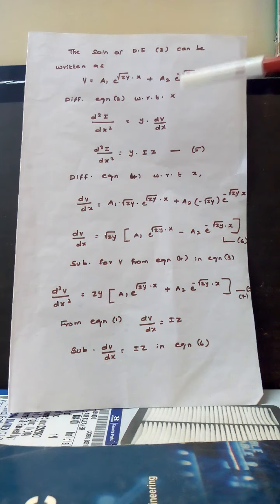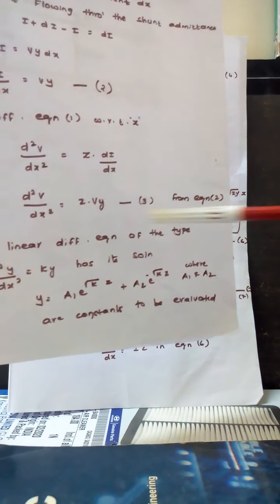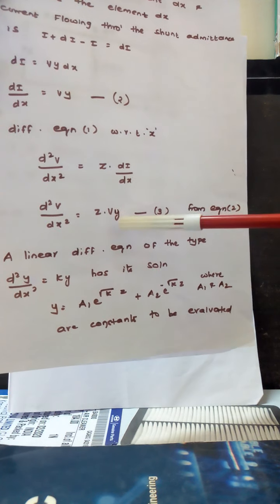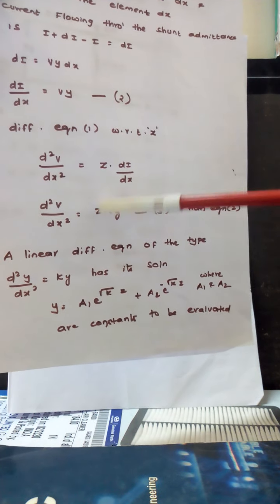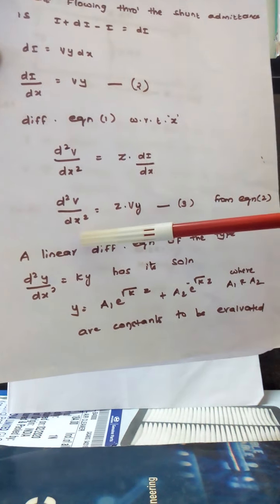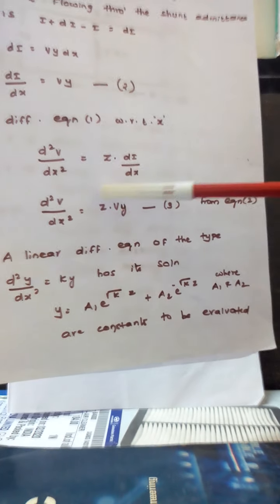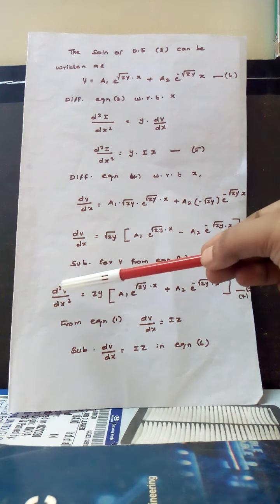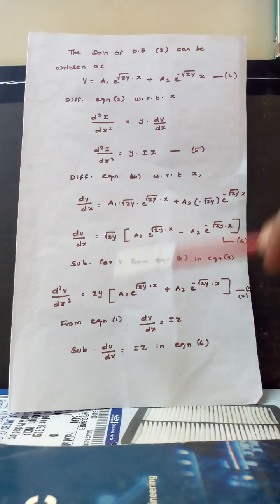So what is your equation number 3? Equation number 3 we got as d²V/dx² equal to z into V into y, correct? In this equation we have to replace V by this equation here. So we'll get d²V/dx² equal to z into y, where V will be replaced by this term here. That's why we have written d²V/dx² equal to z into y, and V will be replaced by this term. This we are considering as equation number 6.